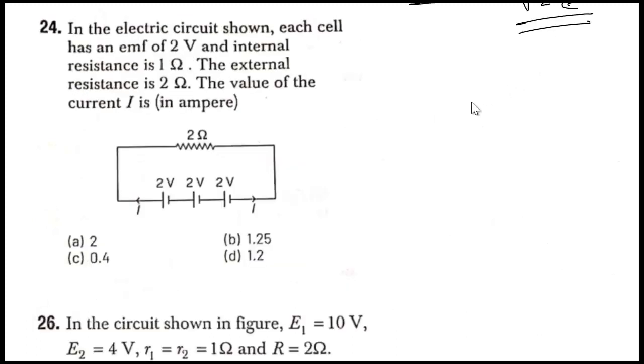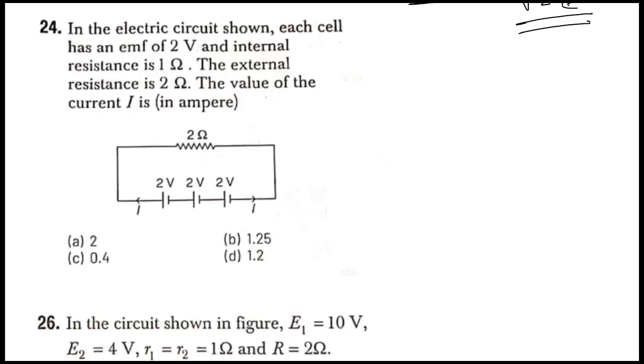So next question is, in the electric circuit shown, each cell has an EMF of 2 volt and an internal resistance of 1 ohm. The external resistance is 2 ohm. Then the value of current is. So here the external resistance is 2 ohm and each cell has an internal resistance of 1 ohm. Find the value of current. How can we find out the value of current? I is equal to V by R.